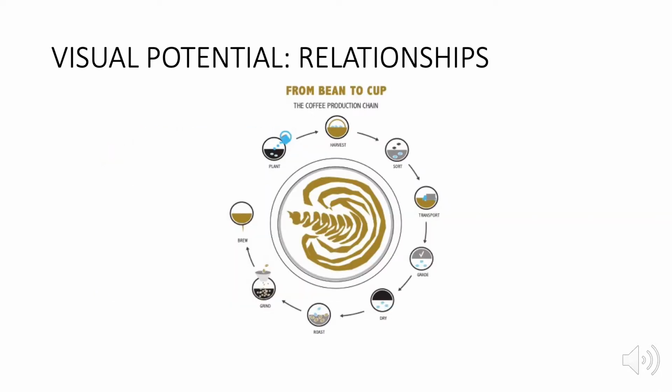The fourth form of visual potential is relationships. Relationships describe the links, steps, sources, and destinations, or similarities between elements or concepts. For my relationship display, I depicted the coffee production chain. I included arrows between icons to show the order in which the steps occur.